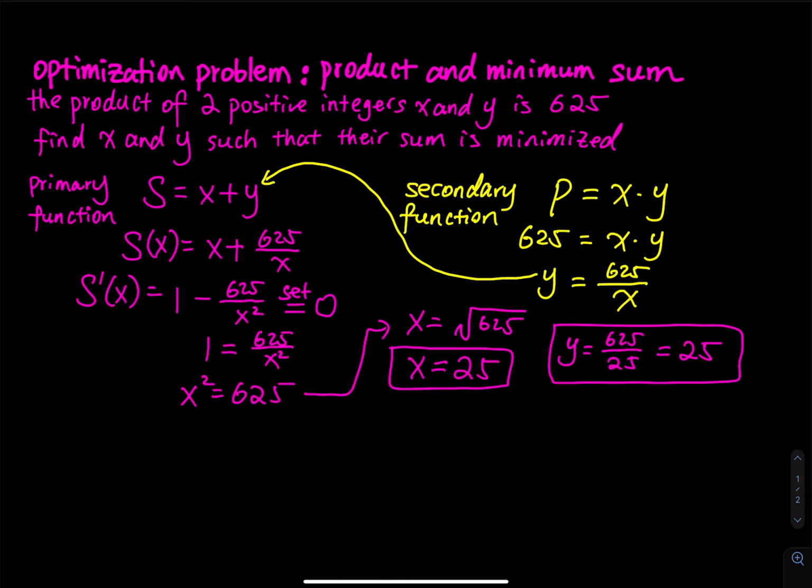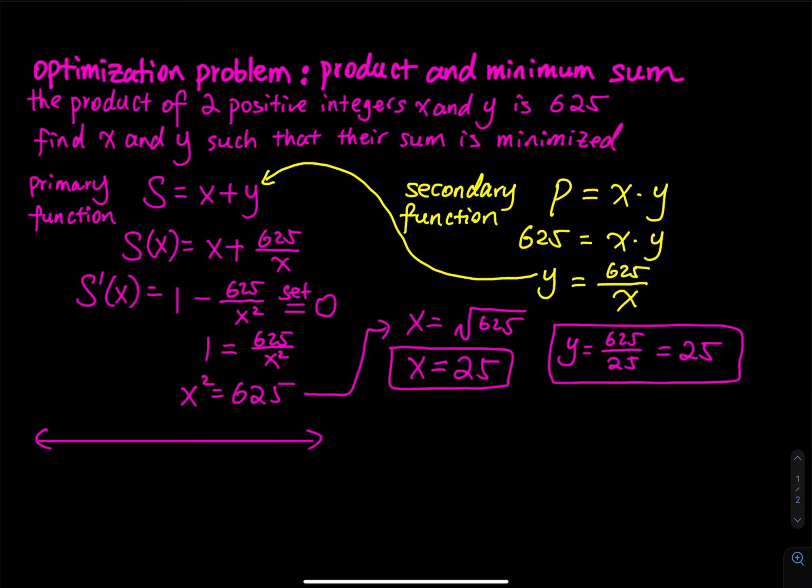What are we looking for? We are looking for a minimum sum, right? The sum is minimized. How do you know that when x equals 25, the sum is minimized? Easy. We will have to prove that at x equals 25, there is a minimum. So we are going to draw a number line. And then we do this.